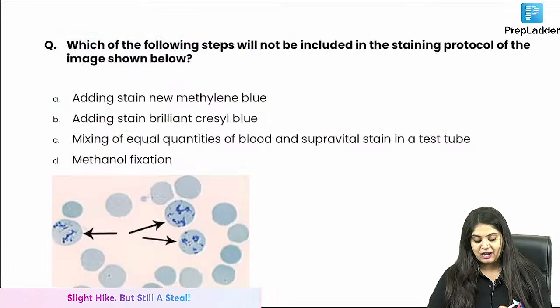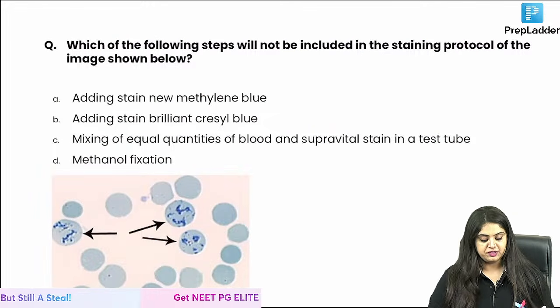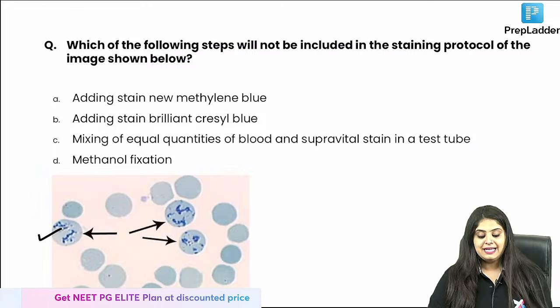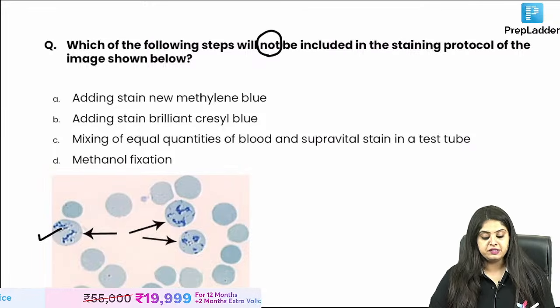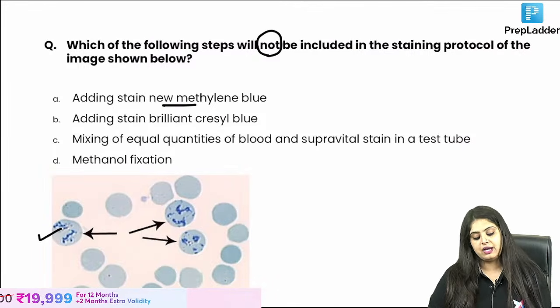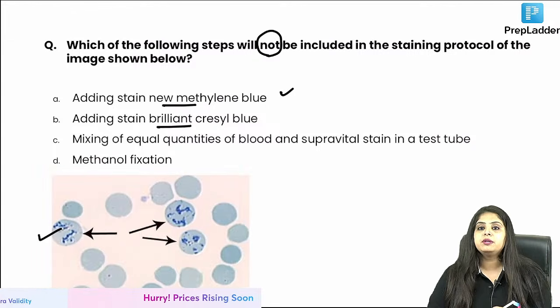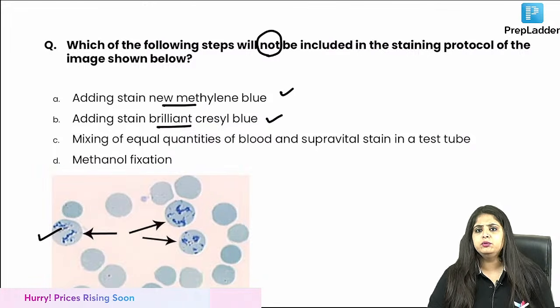So coming back, now if I ask you a twisted question out of this, I've given you the same reticulocyte and I have asked you what will not be included in the staining protocol of this. Will you add new methylene blue? Yes, I can. Can you add brilliant cresyl blue? I can add any blue color stain.